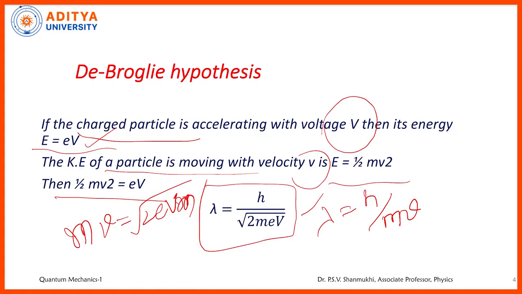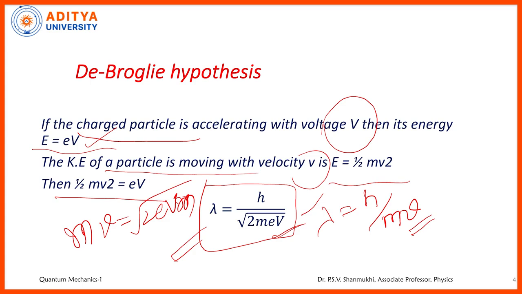If the particle is accelerated with voltage capital V, we have to use the formula lambda equals h by root over 2meV, where capital V is the potential difference or the voltage. If the charged particle is moving with velocity small v, then we have to use the formula lambda equals h by mv. The formula lambda equals h by root over 2meV is only suitable for a charged particle. That charged particle may be an electron, a proton or an alpha particle, whatever it may be.